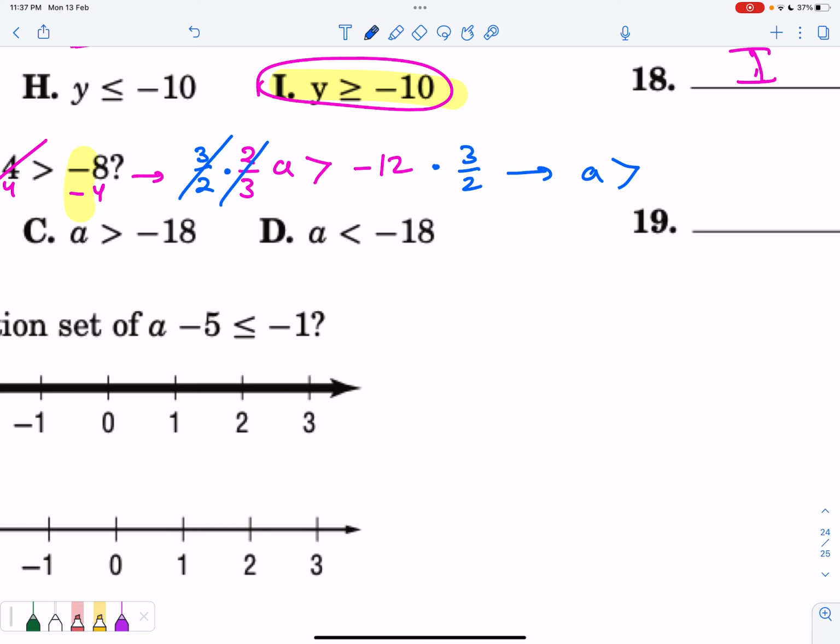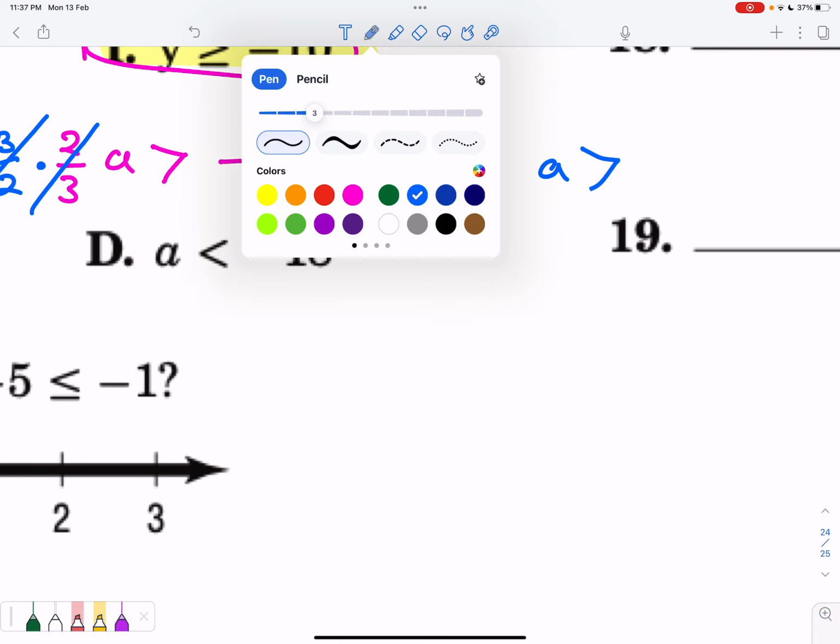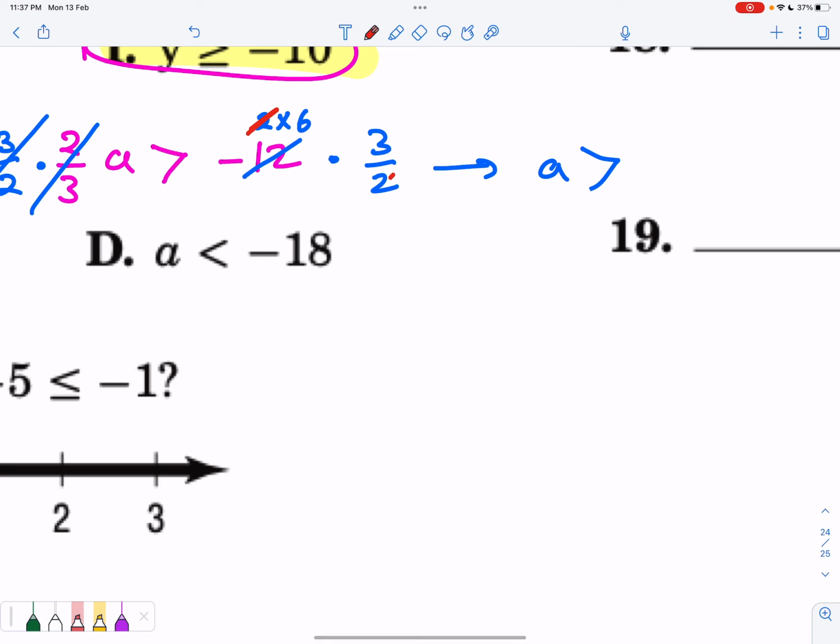Okay, now we need to multiply these. You have 12 multiplied by 3 divided by 2. We can, instead of the 12, say that is equal to 2 times 6, right? Because 2 times 6 is equal to 12. Now you can cross this 2 with this 2. So all you have left is that sign, the 6 and the 3.